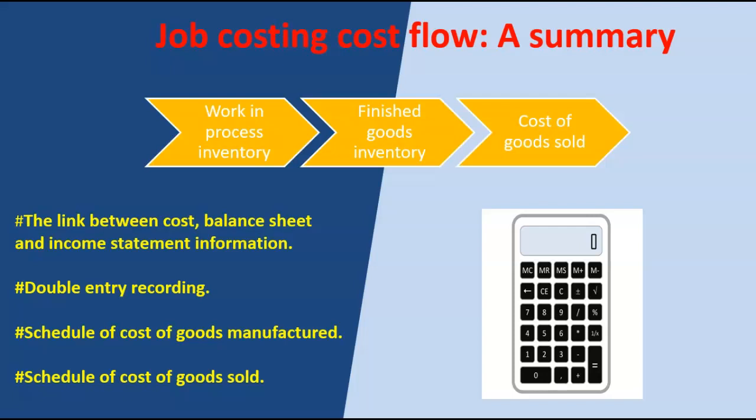The flow of cost information in a job order costing is summarized as presented in the slides. So you start with work in process inventory, finished goods inventory, and when you want to sell, it becomes cost of goods sold. So basically in this video, you would have some understanding of the link between cost, balance sheet and income statement information, double entry recording, the preparation of schedule of cost of goods manufactured, as well as the schedule of cost of goods sold.